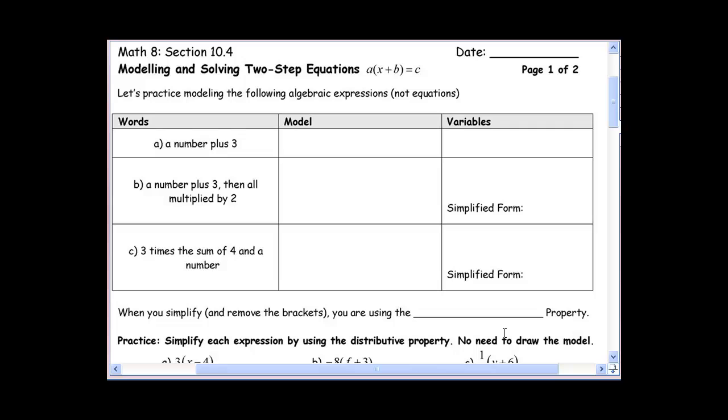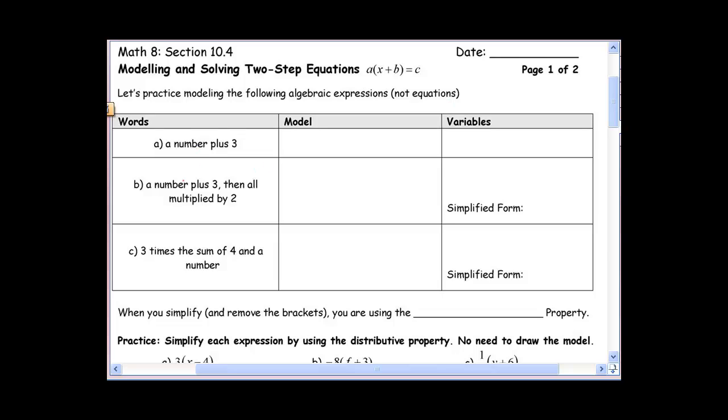More modeling and solving two-step equations. This time we've got a bracket involved as well. This is section 10.4 of Math 8. And to begin, I'm going to ask you to practice modeling the following algebraic expressions, okay?